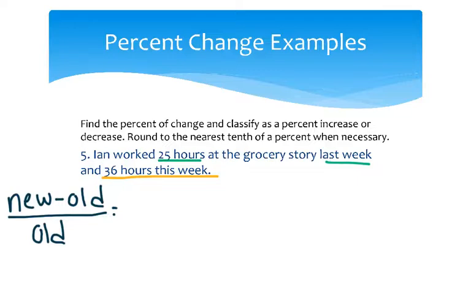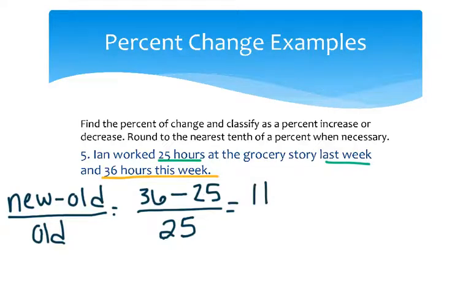So new, it's a new week. So he has 36 for that new week. Old, so that was last week, 25 all over 25. So now what we're going to do is we're going to simplify. So 36 minus 25 gives us 11 over 25.